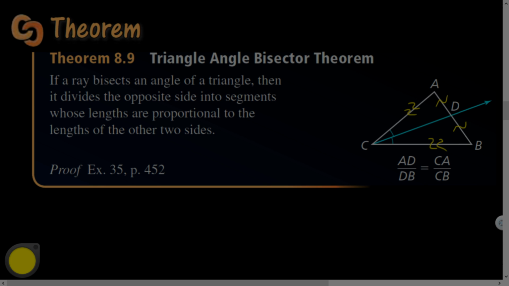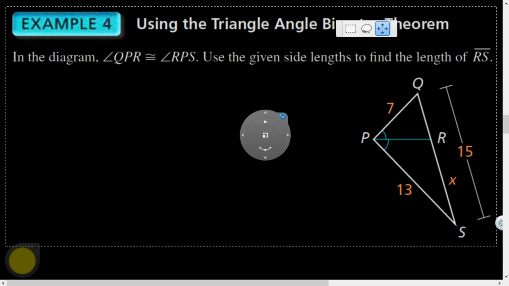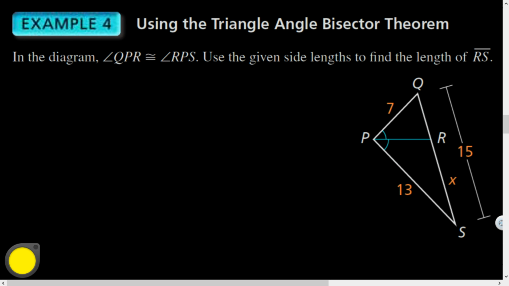Whoop, whoop, whoop, a yoink with the screen capture. So it says, using the triangle angle bisector theorem, find the length of RS. Ooh, I like this. This is tricky. Notice they gave you a total length across. So don't be fooled, friends.